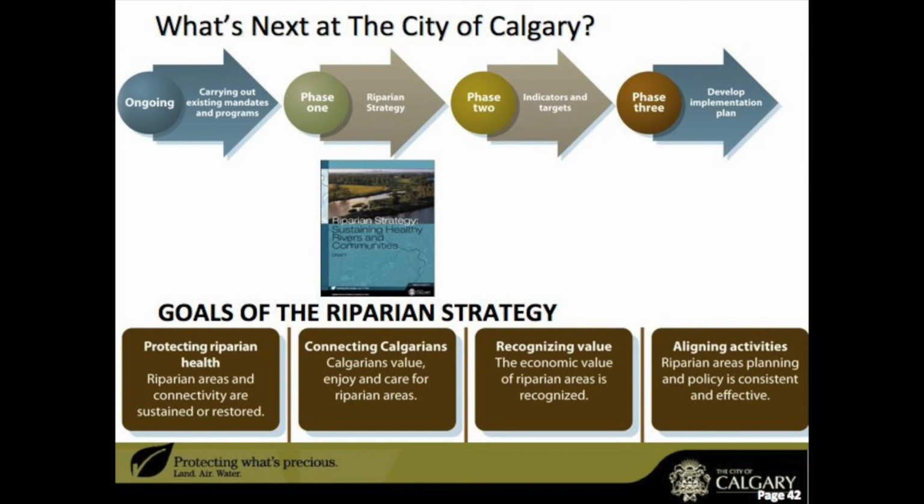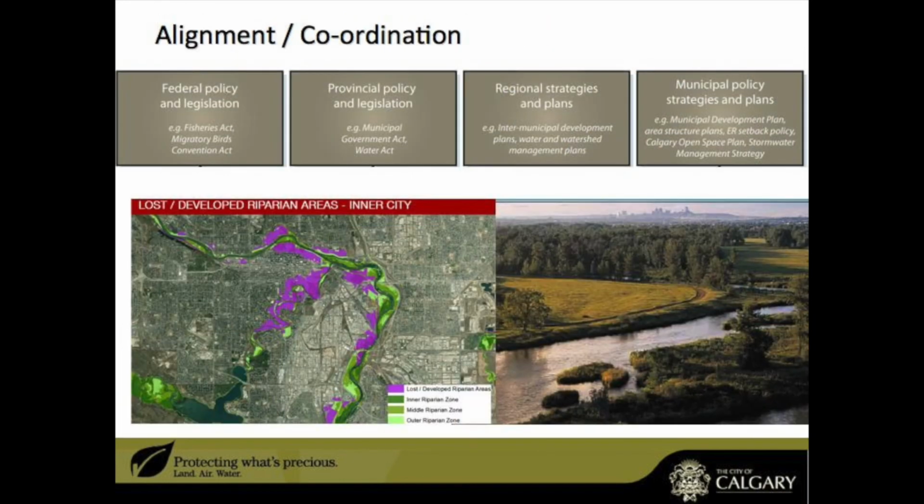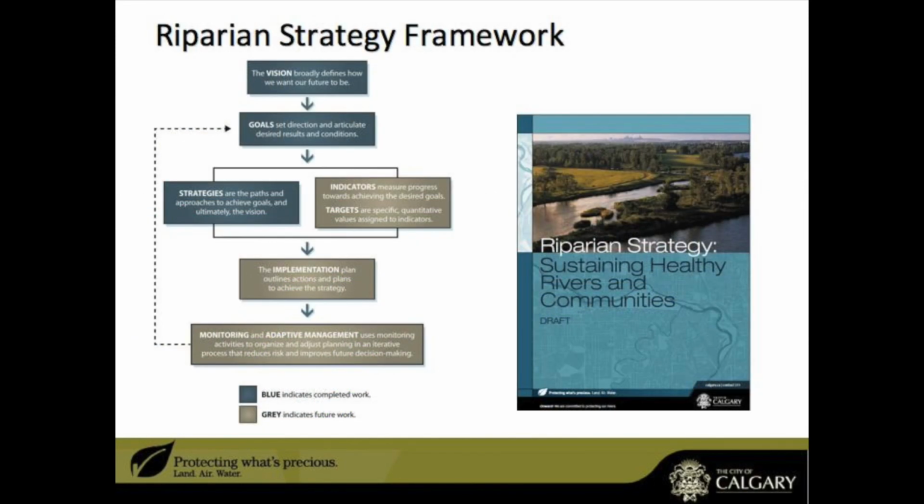So the Riparian Strategy will be taking this forward into developing indicators and targets and an implementation plan. There are 4 kind of overarching goals of the city's Riparian Strategy. So that's protecting riparian health, connecting Calgarians, recognizing values of riparian areas, and aligning activities. So when we talk about aligning activities, that's with federal, provincial, regional strategies, regional planning, and a variety of municipal policy strategies and municipal plans. So I think I'll tie it up there.